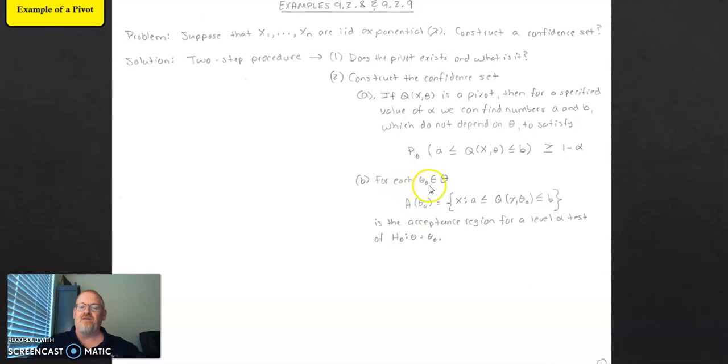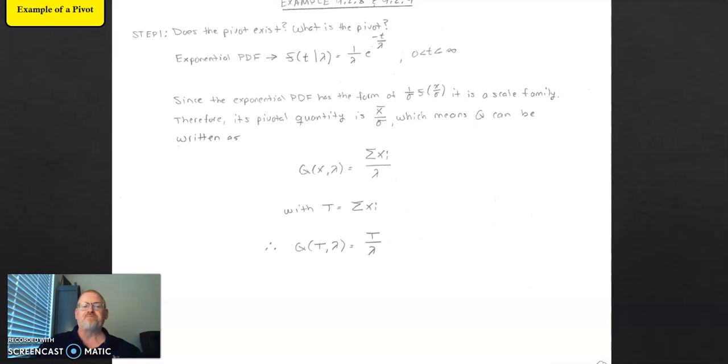And then part B, for each theta, so for each parameter within a set, we're going to look at an acceptance region, governed by this, for a level alpha test of the null hypothesis. So let's move on and get to where we're going.